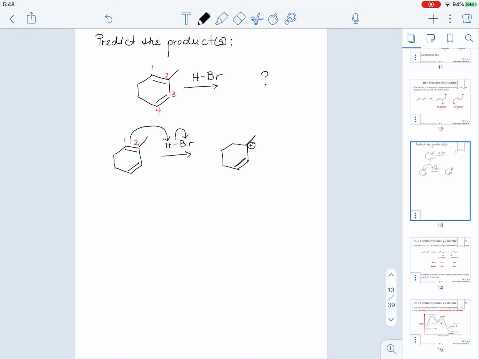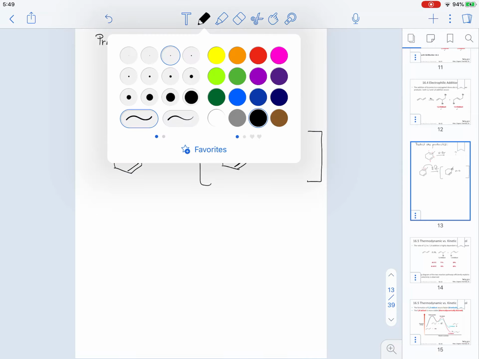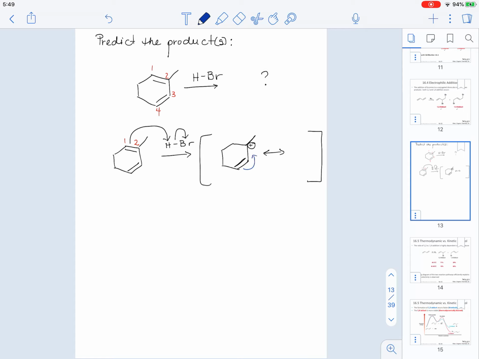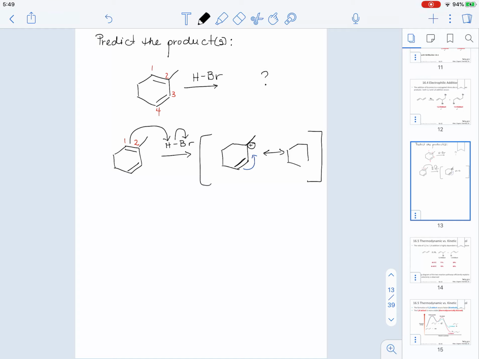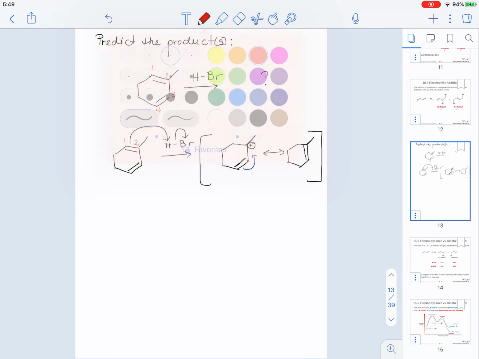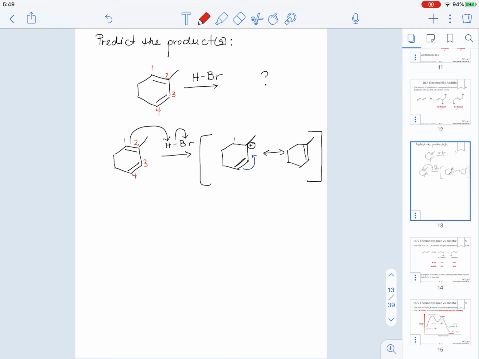Okay? This carbocation is going to have a resonance structure. So I'm just going to put it here in brackets, which for this, that double bond is going to move there. Once that occurs, let me just relabel this. This is carbon 3 and 4. This is 1, 2, 3, and 4.